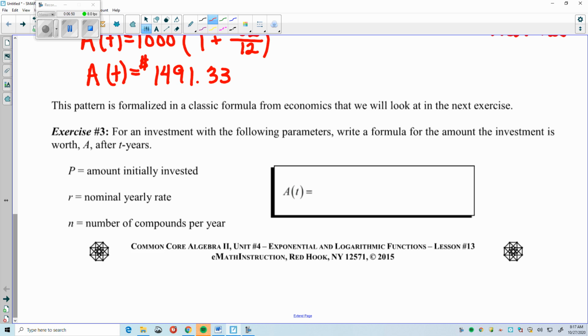So we said we start with your principal. We have 1 plus. We took your rate, but don't forget we had our number of compounds that we had to deal with. So we took our rate divided by the number of compounds. And then we had our exponent up here. We had our number of years times the number of compounds. That's your formula. If you can remember that formula, you got this stuff made.